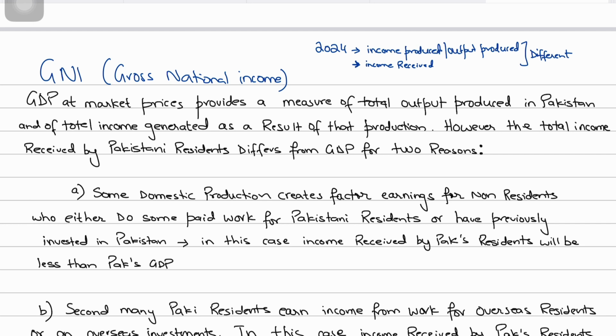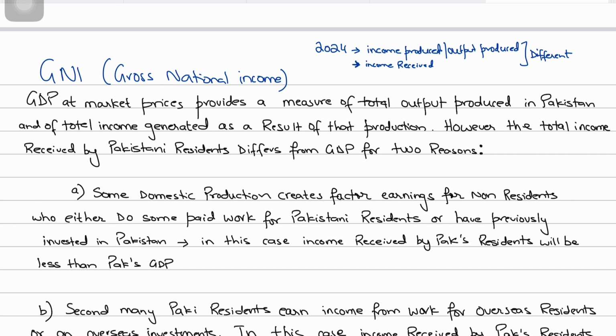So when we arrive at GDP at market prices, that is when we add up taxes and deduct subsidies from GDP at basic prices, that is GDP at factor cost. When we arrive at GDP at market prices, it's measuring basically the total output that is produced in Pakistan, let's say, and obviously the total income that is generated in Pakistan as well as a result of that production.